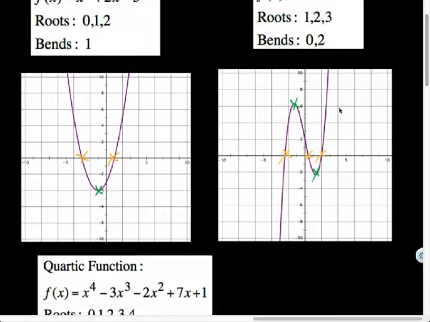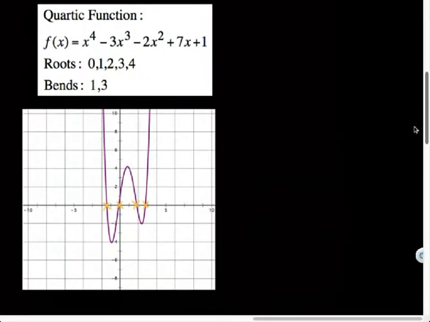Notice I couldn't get 0 roots on a cubic though, because it has to come in one door and go out the other. So it has to end up crossing the x-axis in order for that to happen. So for quartics, you can have as few as 0 roots. And then the number of bends, it's 1 or 3.